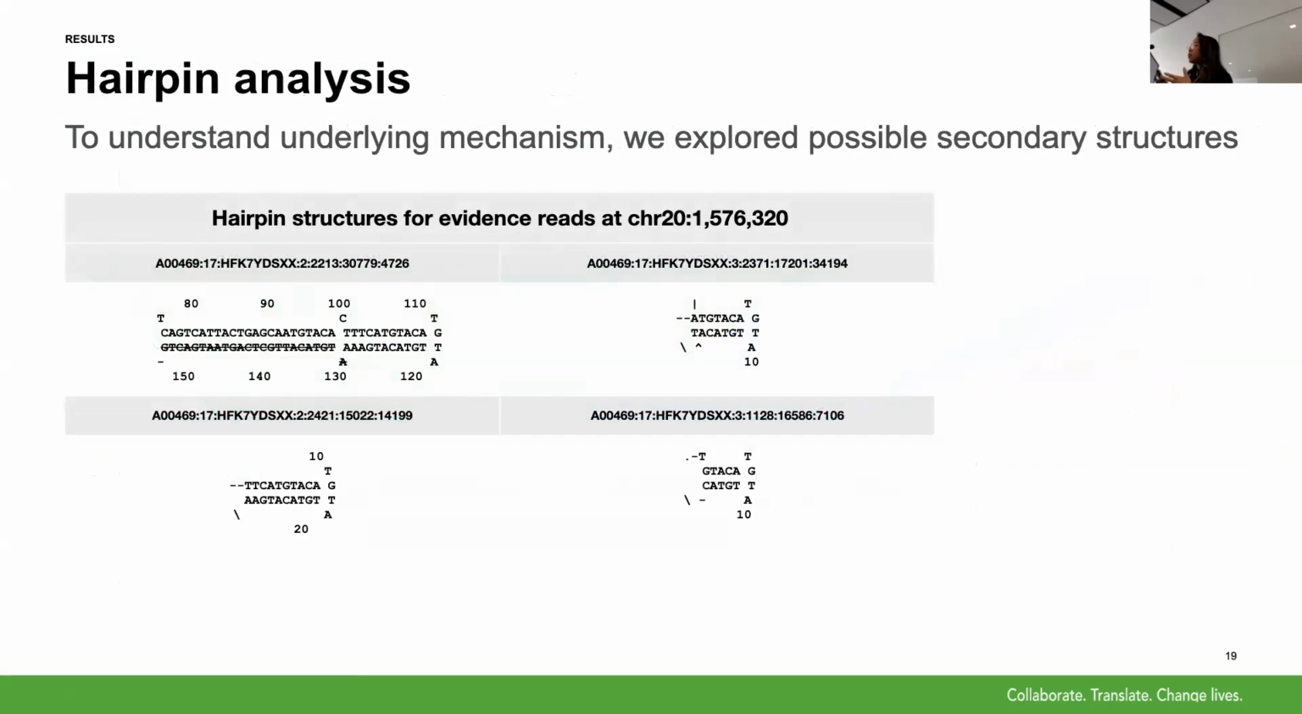To understand the underlying mechanism of these reads, we tried to do a hairpin analysis and found that a lot of the reads supporting the multinucleotide variants could form this hairpin structure. What was even more interesting was when we annotated where the false positive variants lie, they seem to be falling at the apex of the hairpins.